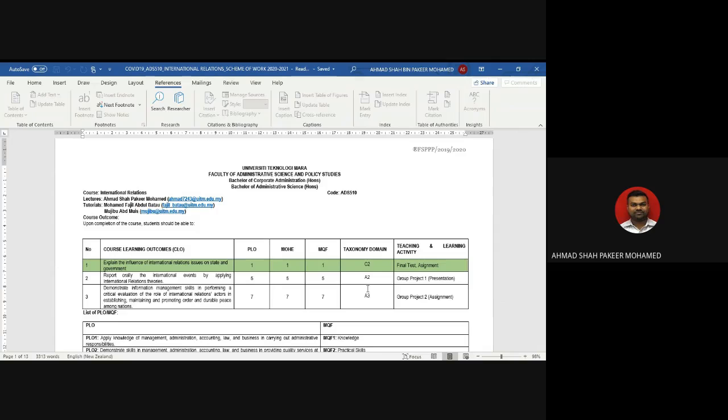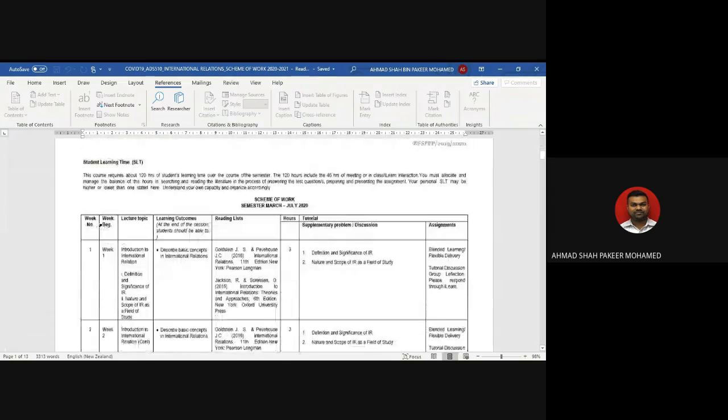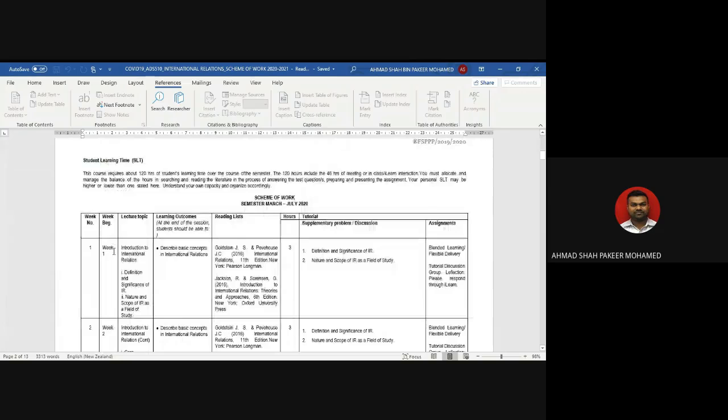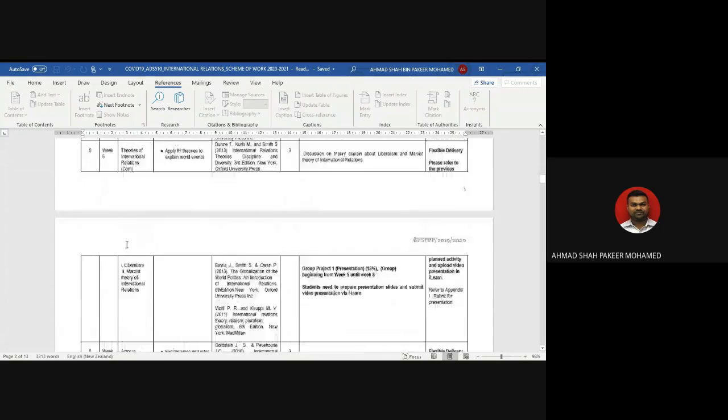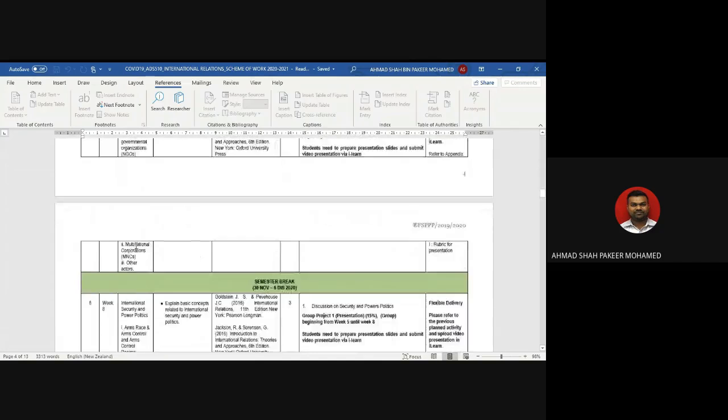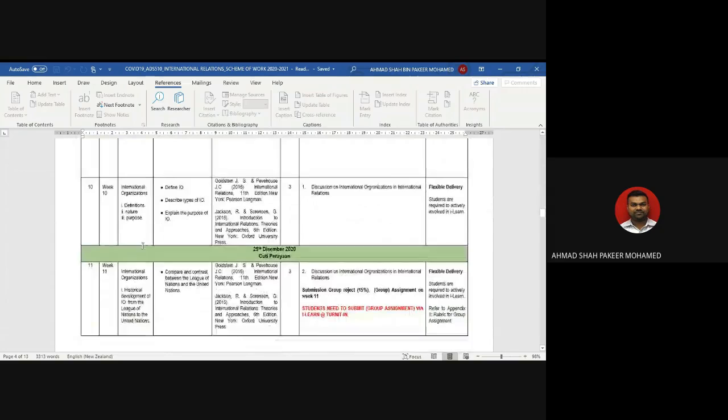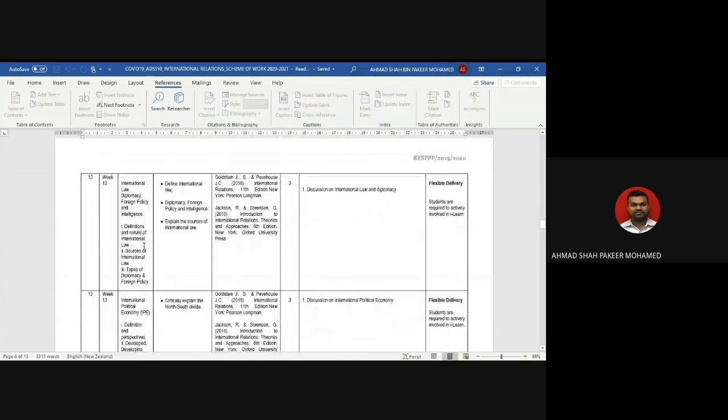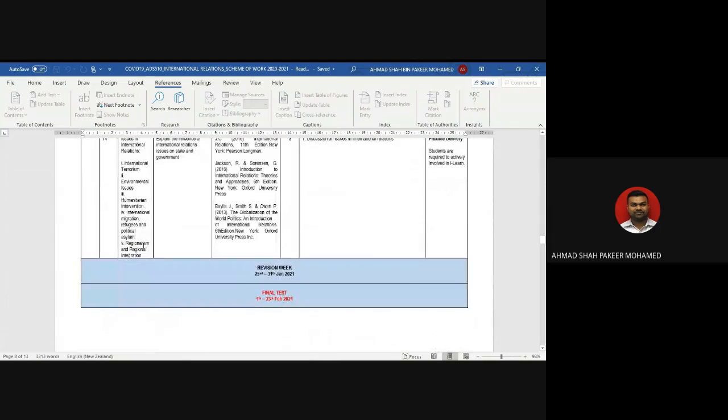So this is our lecture team for this semester: Ahmad Shah, me, and again we have Safajil and Mujibur Muiz. Let's look at the scheme of work. We have around 9 chapters that we need to finish this semester. Nine chapters.